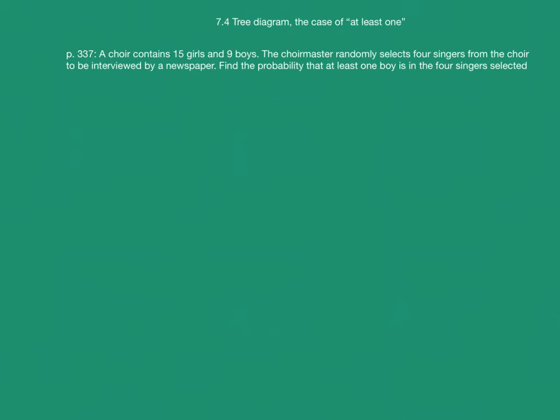So with any text problem, we start by just picking out the key information here. So we have 15 girls, we have 9 boys. We have to randomly select 4 singers. Find the probability that at least one boy, and this is a key piece of information, is in the 4 singers selected. So whenever we see that phrase, "at least one," some alarm bells should go off, and we always use the same approach to solve these problems.